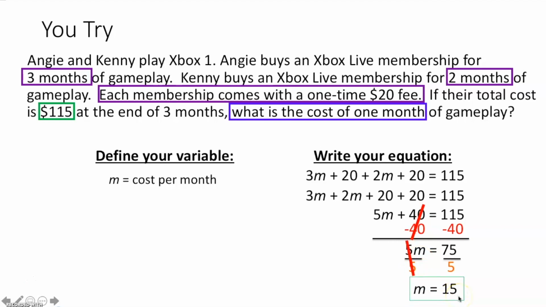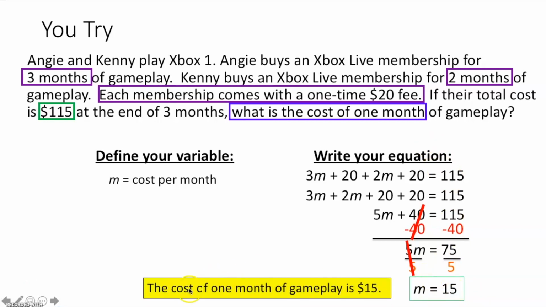Last step, again, it's a word problem, so write your answer as a sentence. What does m equals 15 mean? That means the cost of 1 month of gameplay is $15.